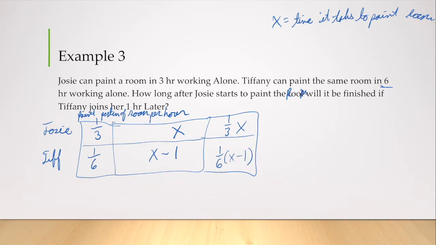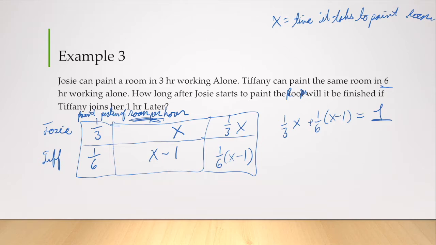Well, that's going to all equal one room painted. This is the portion of the room they can paint, and we want one room painted. So if I have 1/3 x plus 1/6 x minus 1, that's going to equal one room fully painted. So when I solve for x, it'll tell me the number of hours.